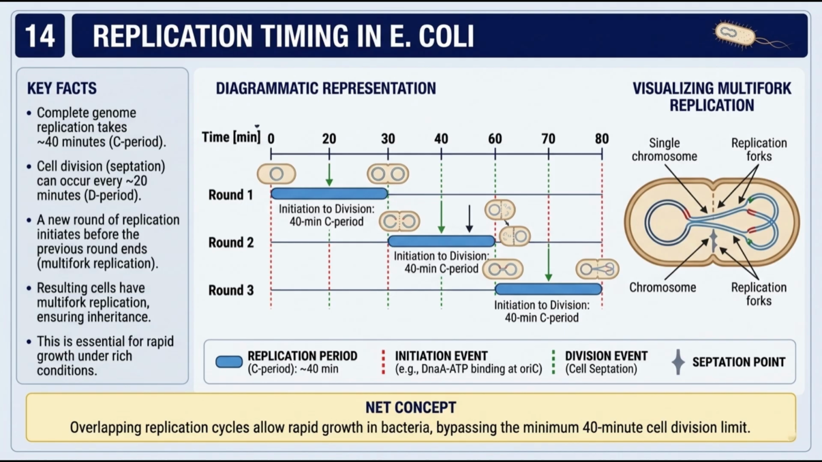A second round of DNA replication begins before the first round is completed. This phenomenon is known as multifork replication. It allows extremely rapid bacterial growth and cell division.